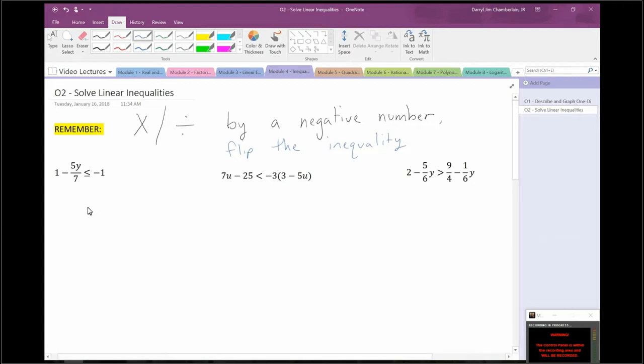So just like in the equalities, if I run across any fractions, what I want to do is multiply everything by the denominator to remove it. All right, and so far so good. I have not multiplied or divided by a negative number. So now I'll subtract 7. And I'll divide by negative 5. And again, I'm dividing by a negative, so I need to flip the sign.